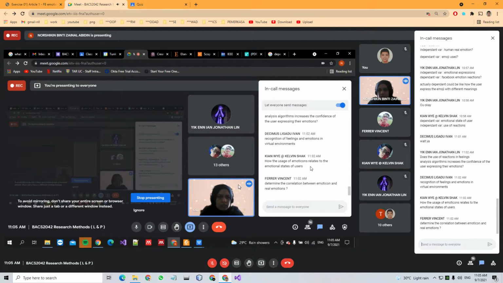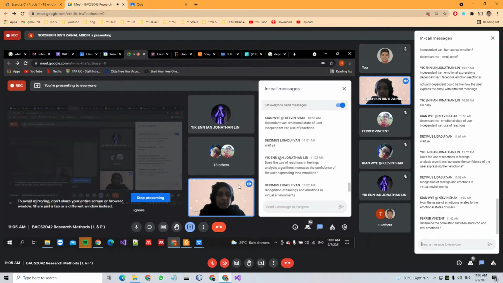This one is more or less like this one. How does the emoticon relate to the real state of emotion? This one is more or less the same as Ivan's. Determine the connection between emotions and real emotion. For Ferry Vincent, this is good. These three answers are more or less the same. They want to see what's the relation or correlation between the emotions and the real emotions. So that one is true. This one too is true.